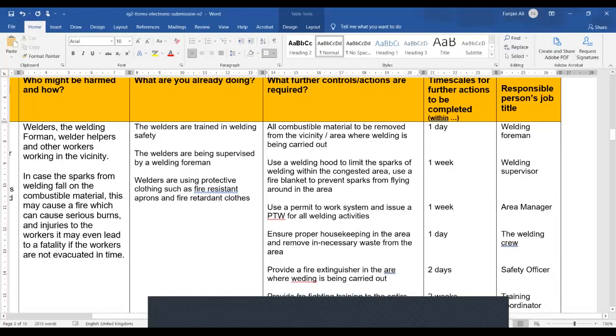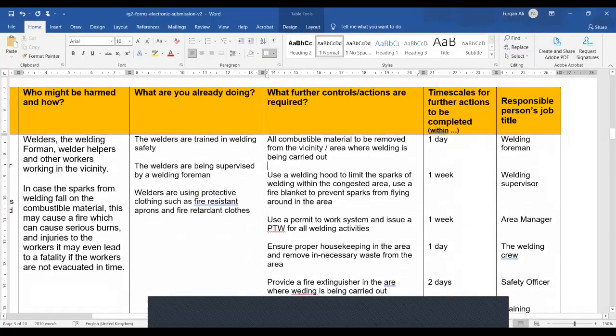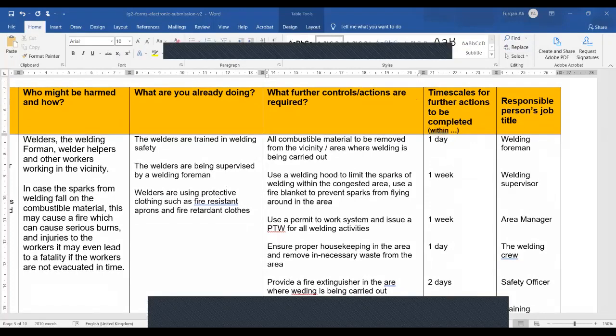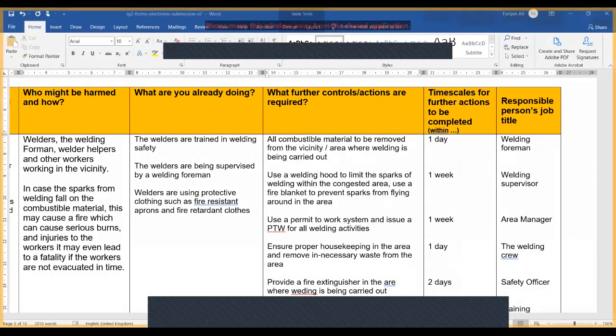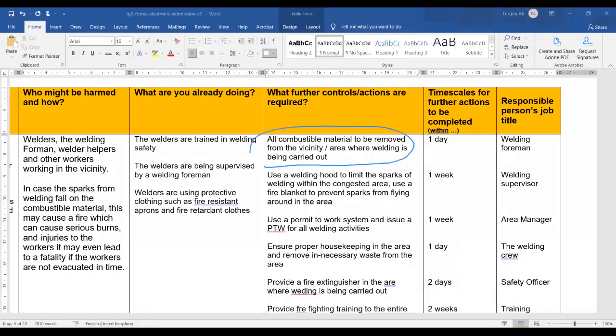Now, what is the next part? The next part is also very, very important. Don't forget about it. You need to give time scales for the actions to be completed. So the time scale is within 1 day, within 1 week, within 2 days. Now you need to make sure that you provide a separate timeline for every action. So the first action is all combustible materials are to be removed, and then you need to give in front of it what is the time.